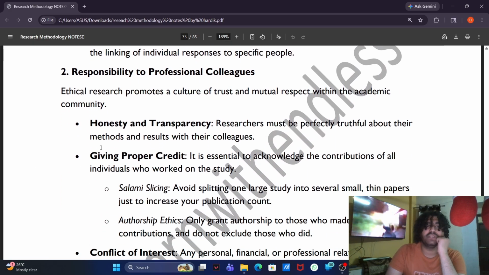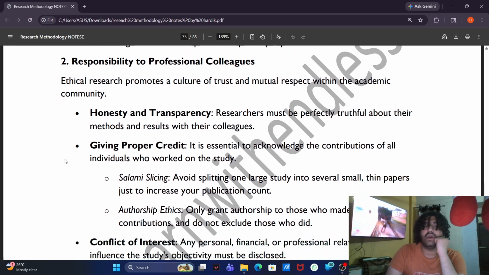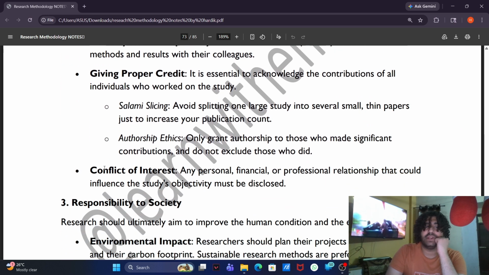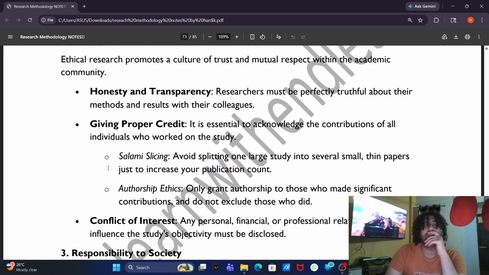Next subtopic, responsibility to professional colleagues. Ethical research promotes a culture of trust and mutual respect within the academic community. These include honesty and transparency, giving proper credit, and conflict of interest. Let's discuss them in detail. Honesty and transparency. Researchers must be perfectly truthful about their methods and research with their colleagues. Giving proper credit. It is essential to acknowledge the contribution of all individuals who worked on the study.